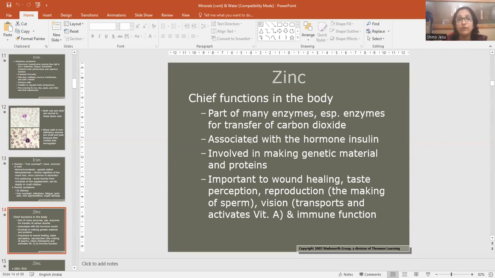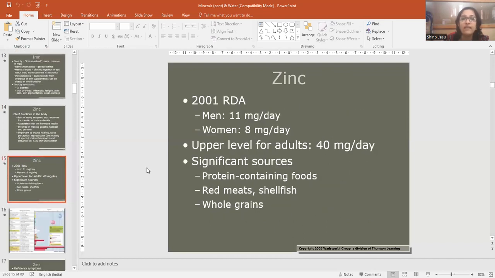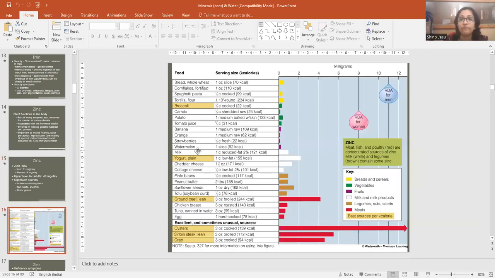Now zinc. The chief functions in the body: it is part of many enzymes, especially enzymes for the transfer of carbon dioxide, associated with the hormone insulin, involved in making genetic material and proteins, and important to wound healing, taste perception, reproduction, vision, and immune function. The upper level for adults is 40 milligrams per day, and significant sources include protein-containing foods, red meat, shellfish, and whole grains.